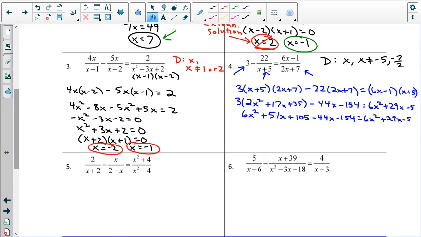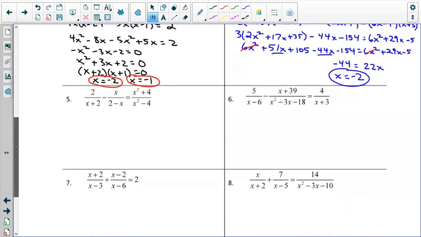Notice that the 6x squareds end up canceling out since there are some of them on each side of the equal sign. That's quite nice. So 51 minus 44 is 7, and I'll subtract that over to the other side. I get 22x. And then 105 minus 154 is negative 49. I will add 5 over, and I will get negative 44. x equals negative 2 when I do all of the math, and that is not excluded from the domain. So that's good. x equals negative 2.